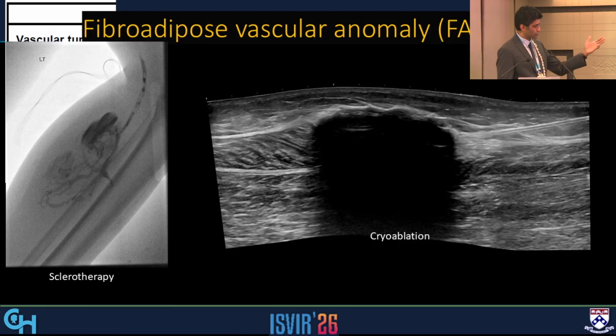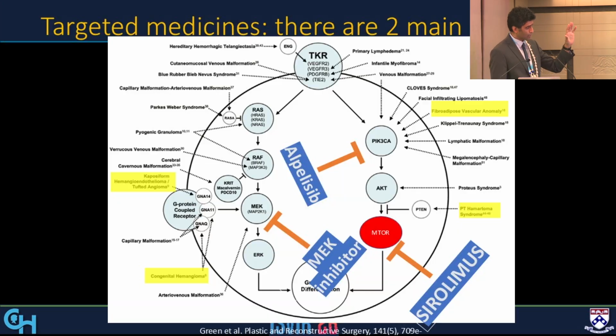I treated this first with sclerotherapy. This is the first time we did cryo in our hospital many years ago, but the patient responded to cryoablation. I'm not going to belabor this. Dr. Anam spoke very eloquently about this. There are 2 main pathways, the MAP kinase pathway and then the PI3K mTOR pathway. You have multiple agents here that are available to treat these tumors.